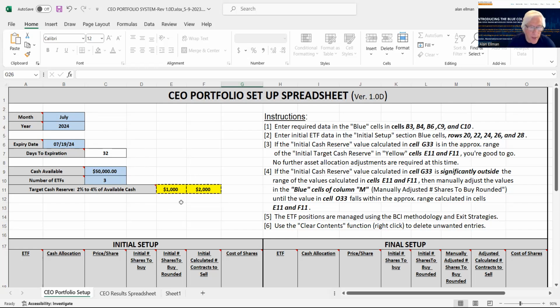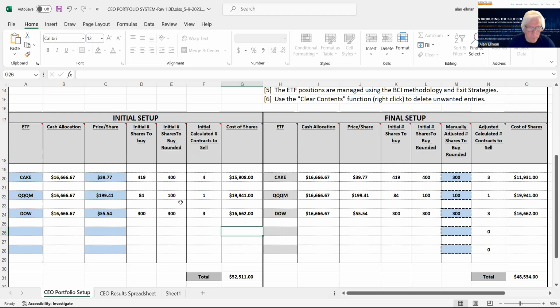Now, once we have that, we scroll down for the initial setup. That may be our final setup, it may not be. Let's see. The 3 securities I selected were Cheesecake Factory, CAKE, QQQM, which is the NASDAQ 100 ETF, and Dow Chemical from the blue chip report. So stock report over here, ETF report here, blue chip report here. The spreadsheet tells us that based on 50,000 and 3 positions, we're going to allocate approximately 16,666 per position.